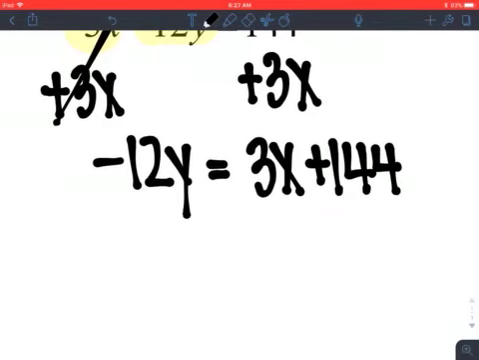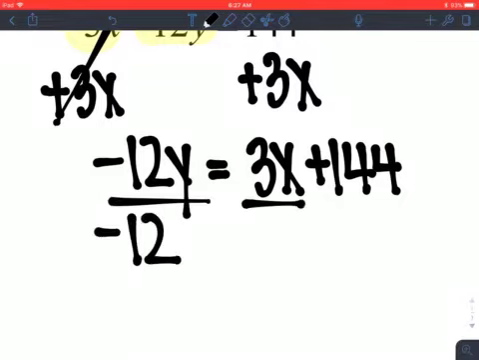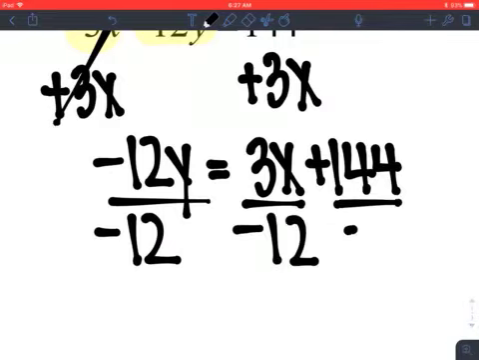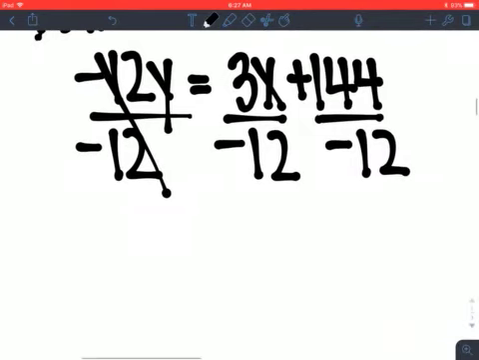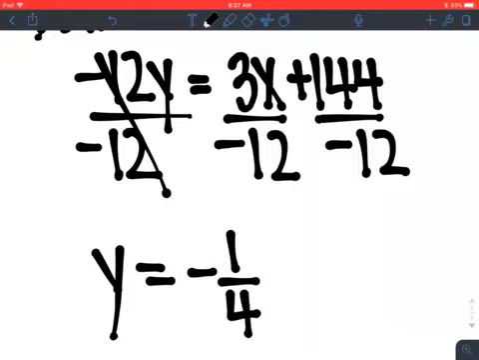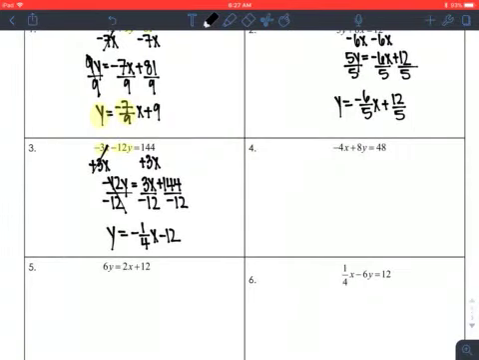Now, last step, got to get rid of that negative 12. Negative 12 is connected to the y through multiplication, so you divide by negative 12. And we will have to simplify more here, okay? So the 12s cancel out, so you're left with y. Now, we need to simplify 3 and the negative 12, and I know that 3 goes into negative 12 4 times. So this simplifies into 1/4 x minus 12. Final answer. Okay?